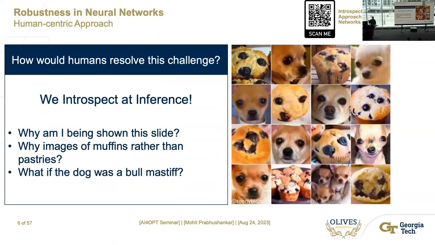Can I see some fur? Can I see some other characteristics of a dog? And that's how we come to a solution. It's not like we have trained beforehand with lots of images in order to come to this conclusion. Rather, during inference itself, we are making a judgment and we are questioning that judgment. We are reflecting on that judgment and saying that, okay, this is a good enough scenario for it to be a muffin or a dog and so on.